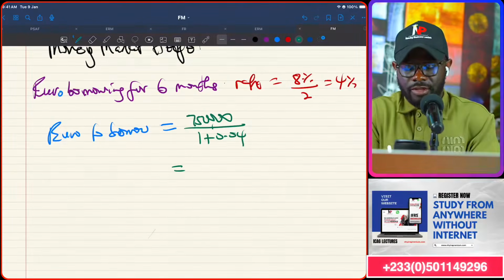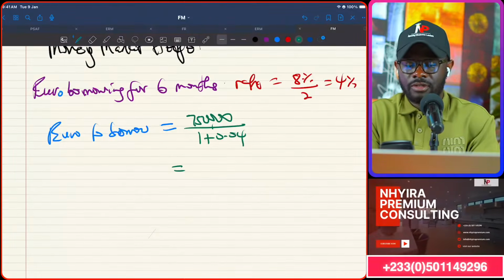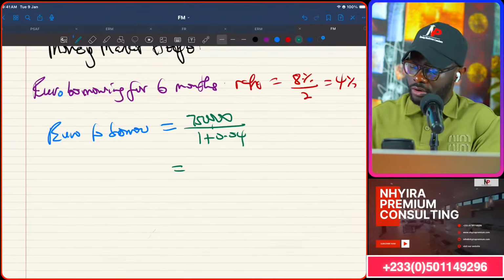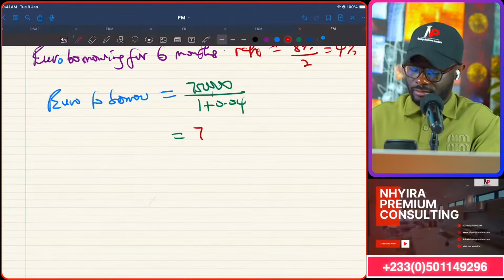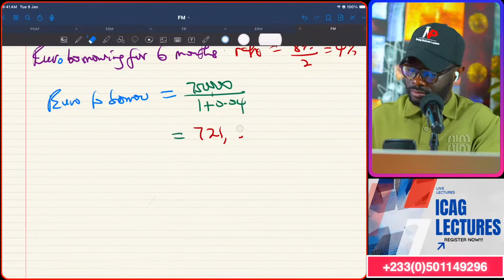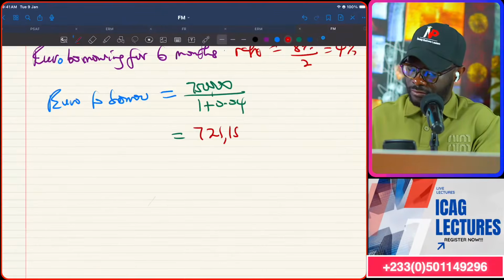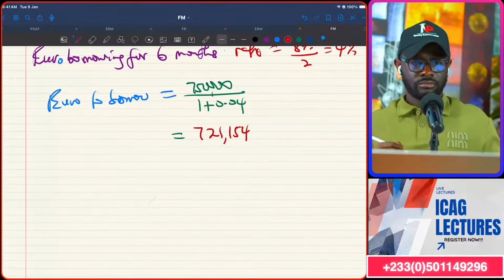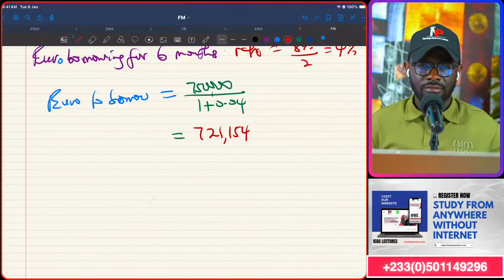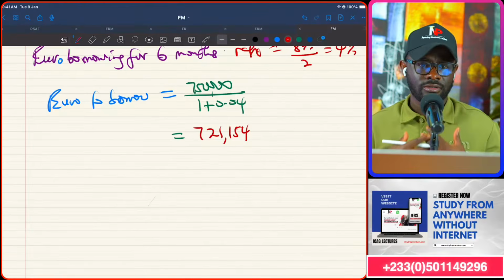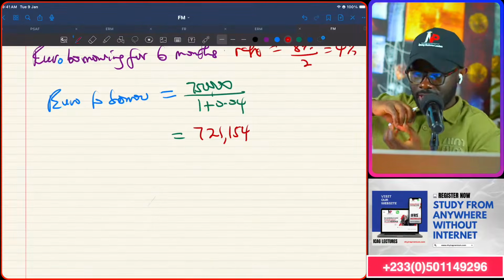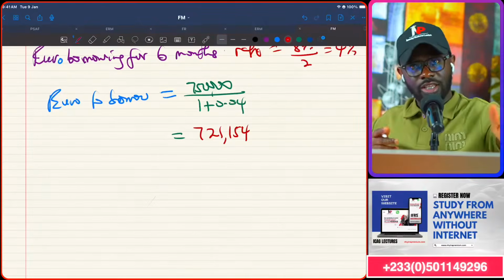So what do we have? 750,000 divided by 1.04. And so we will borrow 721,154 euros. So at this point we have the 721,154 euros. So we convert it at the spot rate into the dollar.